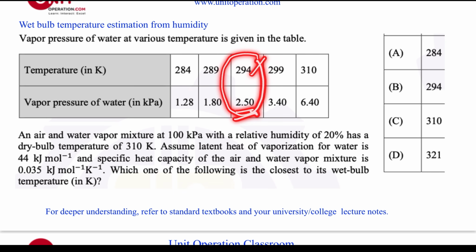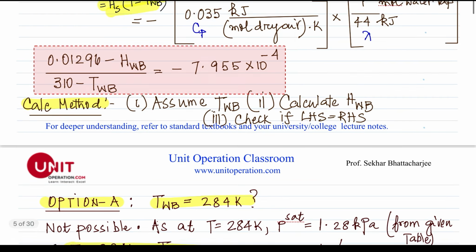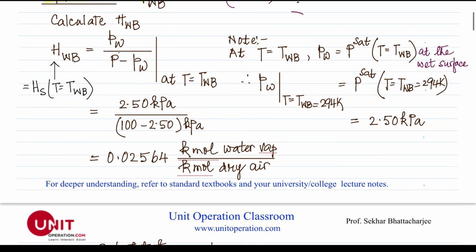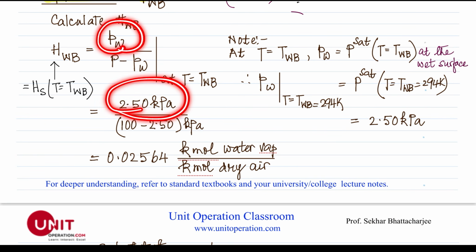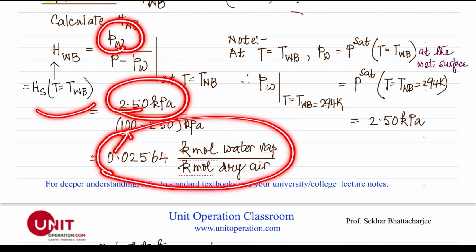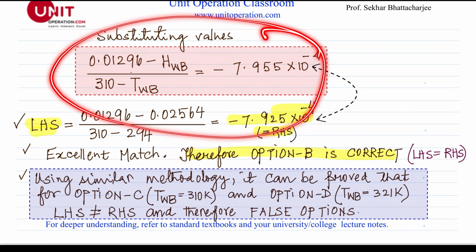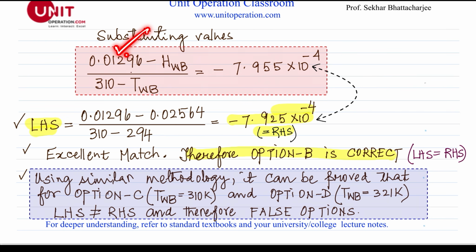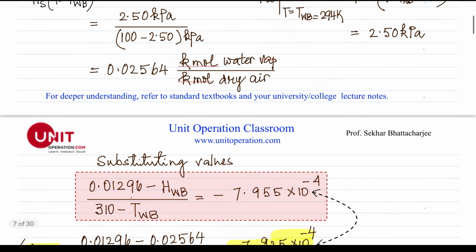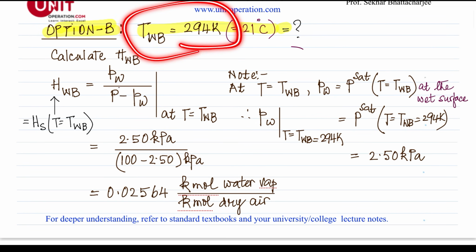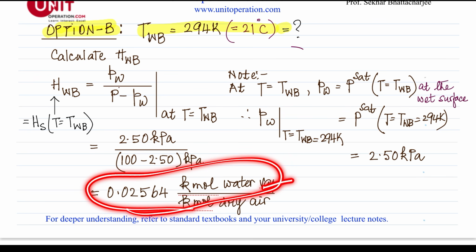That's already given. So if we substitute these values, 2.50 kilopascals, and the total pressure of 100 kilopascals, we get the humidity. Okay, so that's a saturation humidity, right? Because at wet bulb temperature, this would be the saturation humidity. So if we substitute in this equation, the details are shown. You substitute this value, this already is given, and we calculate this. We calculated the saturation humidity at 294 Kelvin, which is 0.02564 molar saturation humidity.